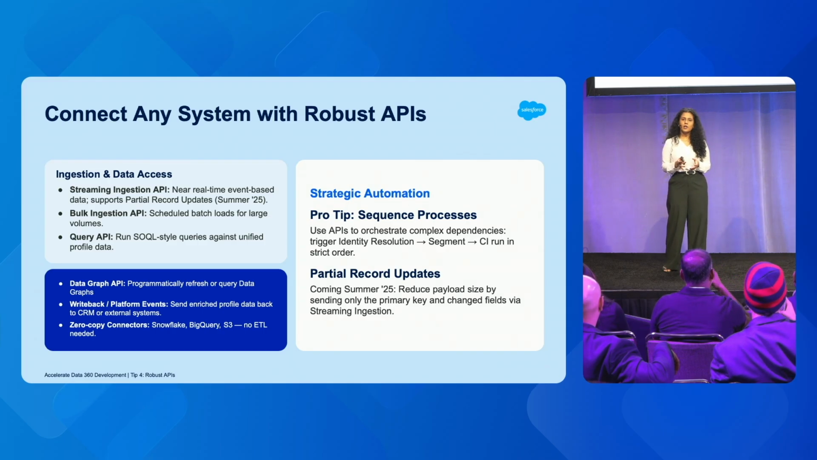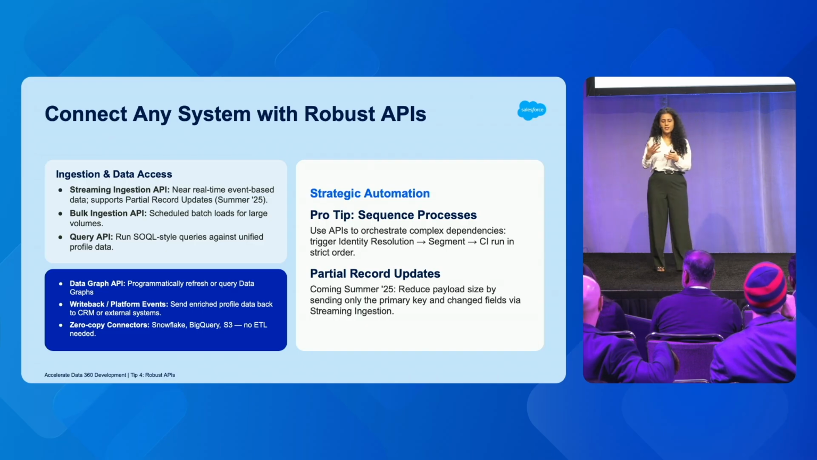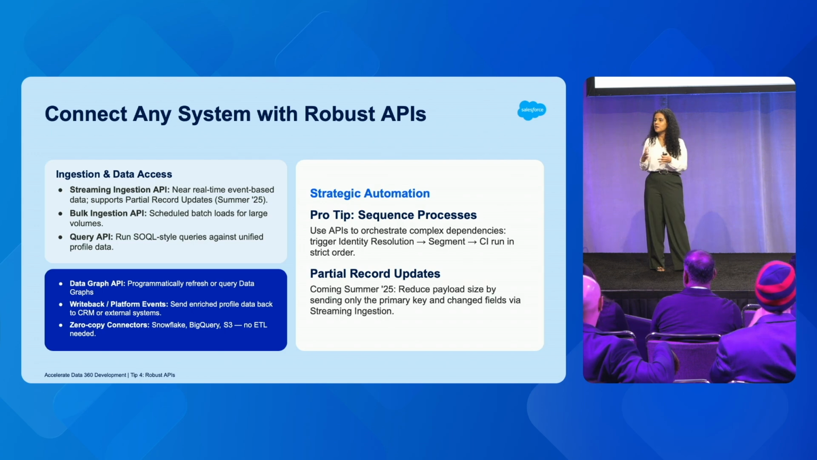And the pro tip here would be to follow a proper sequence, because again, bringing back point number 1, you have to be mindful of your credit consumption. So if you follow a sequence where you're first triggering an identity resolution rule, then segmentation, and then building your CI, it's going to give you a proper output.